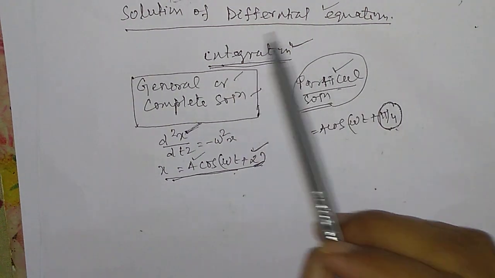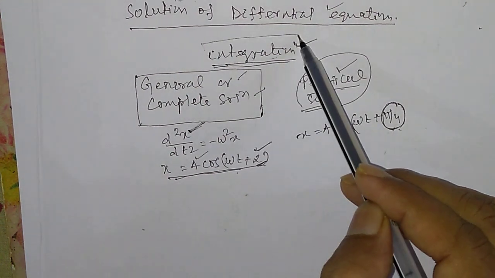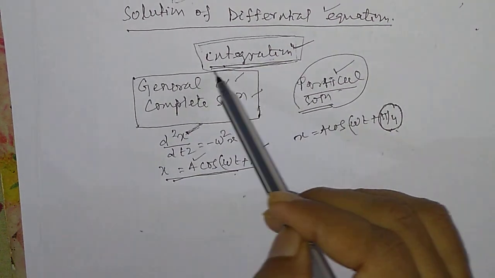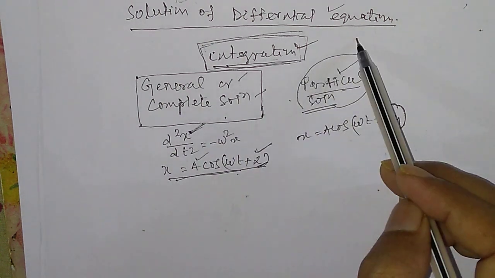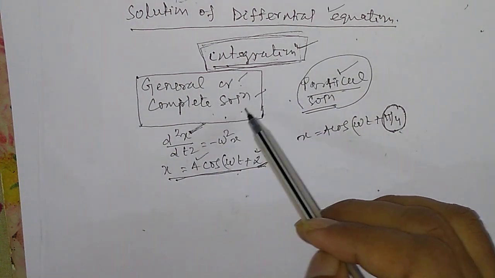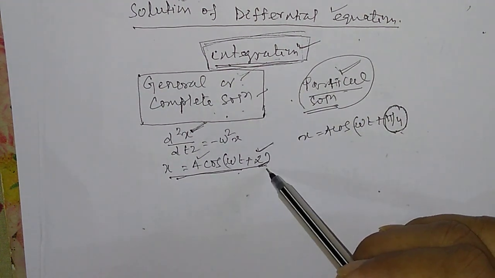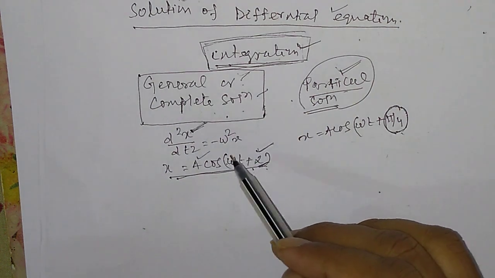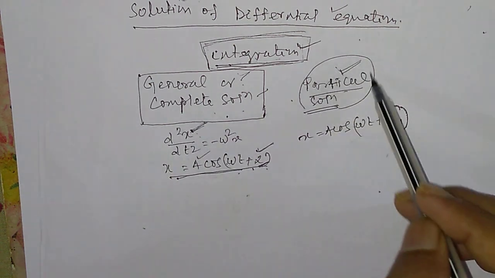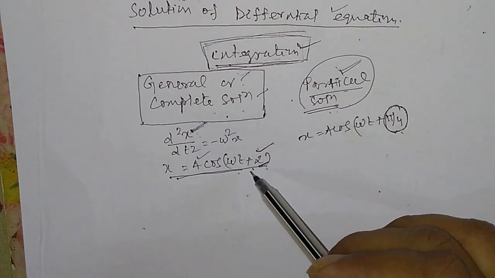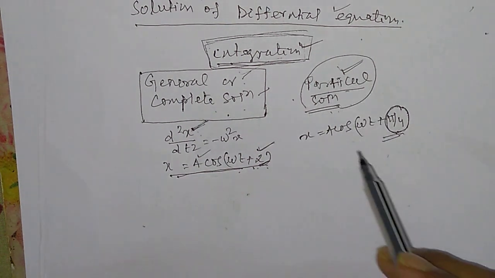Okay. So for the solution of a differential equation, you should remember that solution means to find the integration or the integral of the differential equation. You have two types of solution. One is your general or complete solution, another is a particular solution. In the general solution, you have a number of constants equal to the order of the differential equation. And particular solution means the constant has a particular value. Okay. So these terms you have to remember.